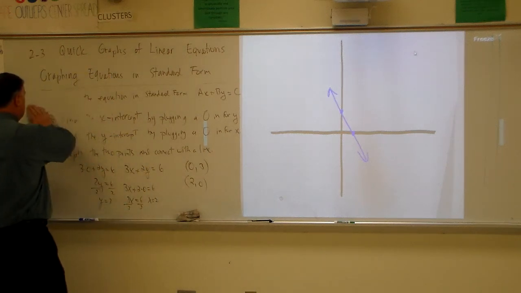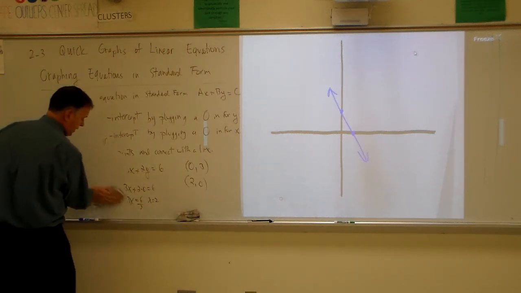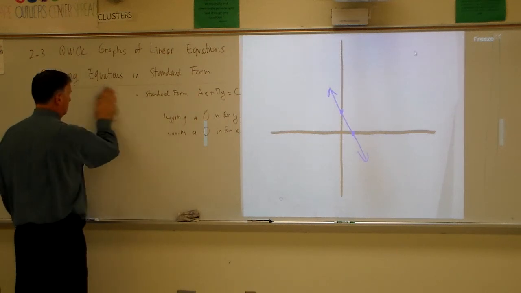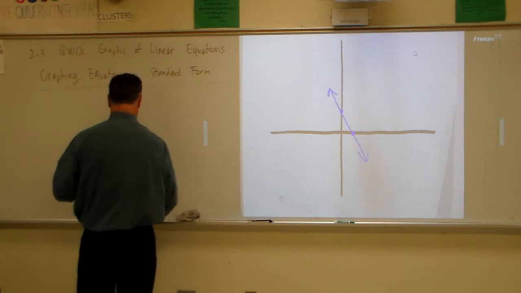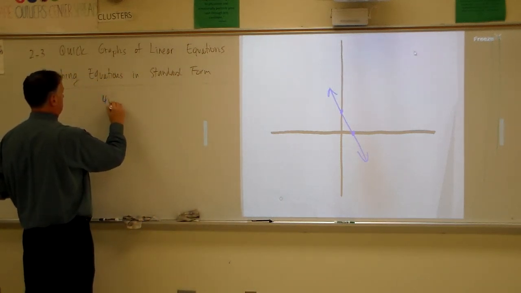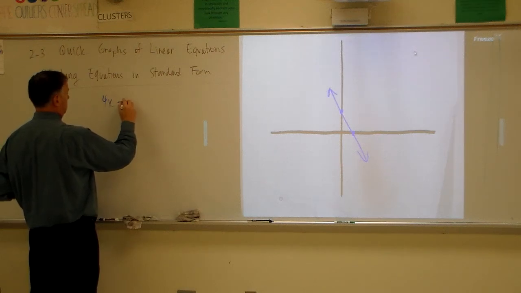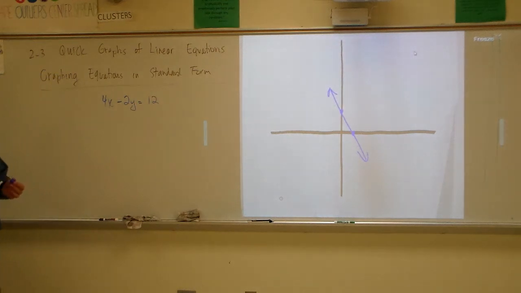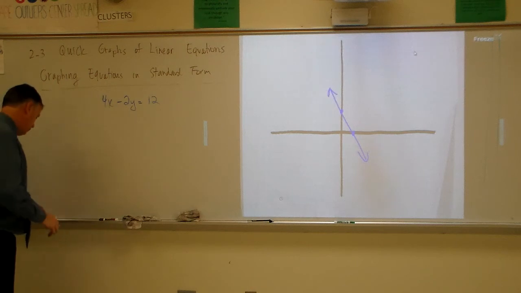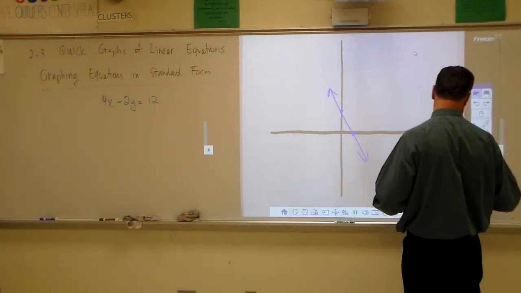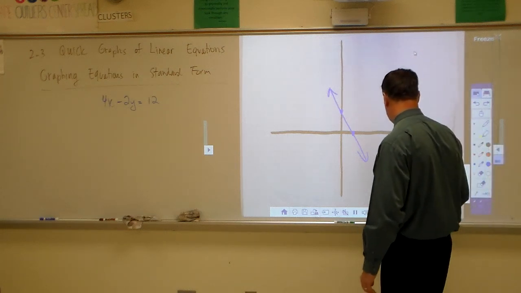All right? So, let me give you guys one to try. x minus 2y equals 12. Try that one. Pause the video, please. Okay, pause the video and give it a shot.